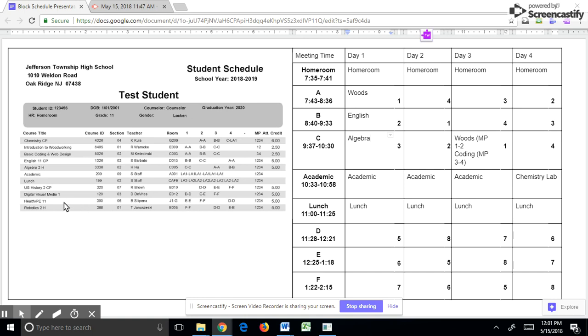Your D block class is media. On day 1, your E block class would be health and PE. And on day 1, your F block class would be robotics.